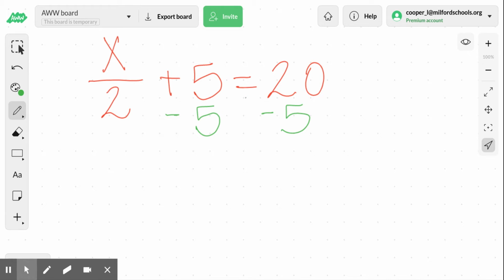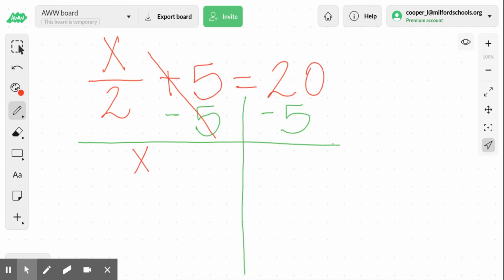And again, if you want to draw your line to divide it, you're more than welcome to do that. So we have now gotten rid of the 5 on this side because an inverse operation helps us move it and get rid of it on one side to put on the other. I bring down my x over 2. I bring down my equal sign, and 20 minus 5 is 15.